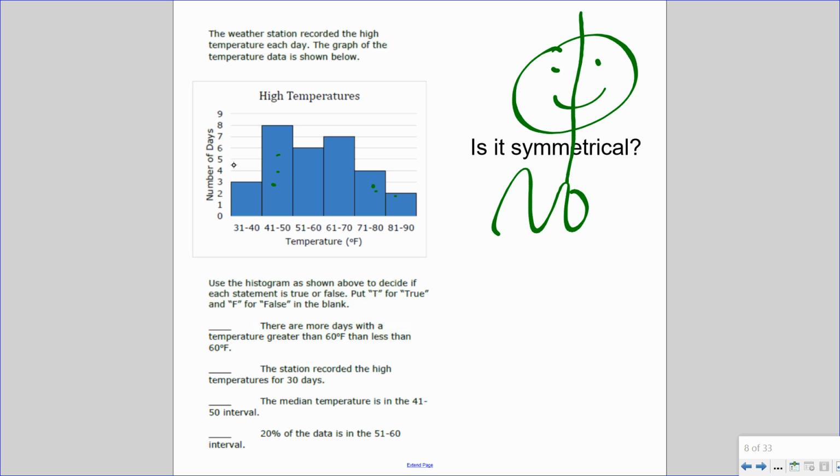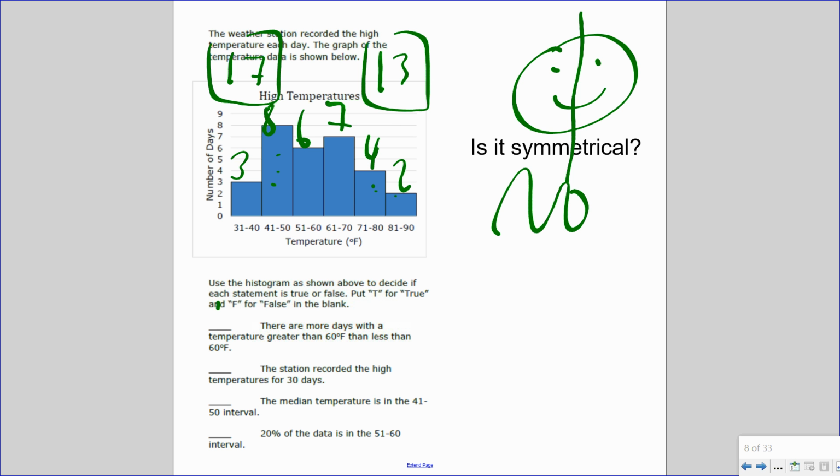So let's write the numbers first. 3, 8, 6, 7, 4, and 2. More days greater than 60. Well, these are greater than 60. 11, 13 days greater than 60. 14, 17 days less than 60. False. The station recorded the high temperatures for 30 days. If you add all of these days, it adds up to 30. True.